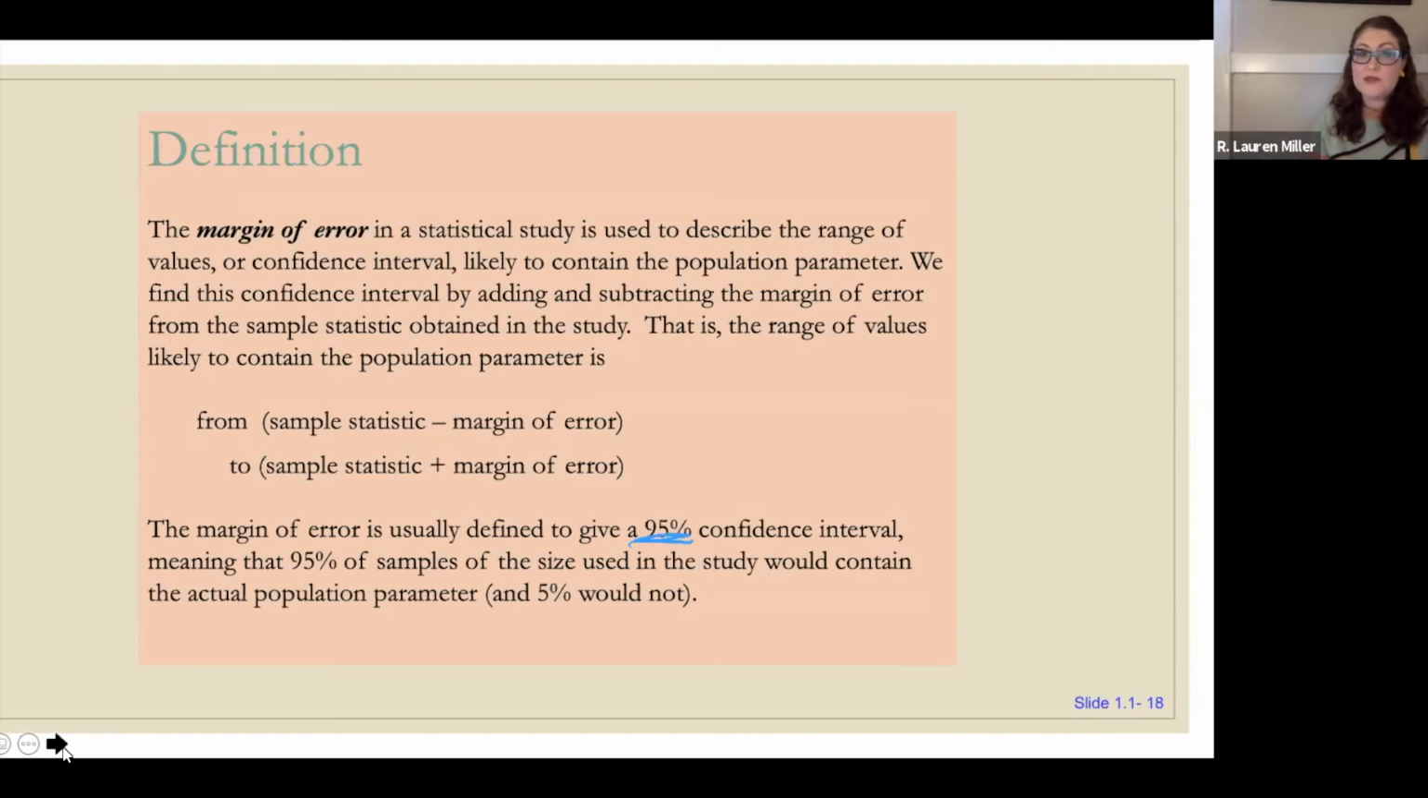So what we would do is we take a sample statistic and we subtract and we add our margin of error to give us this interval. Now, you've probably seen this before. Why? Because we just had an election, which I'm happy about. And in the election, you probably heard stuff like, oh, he's polling at 46%.